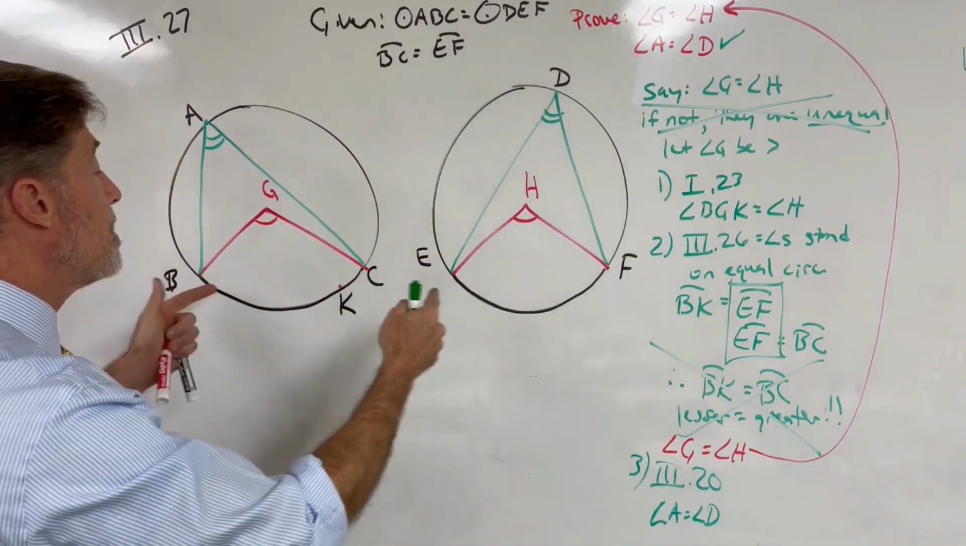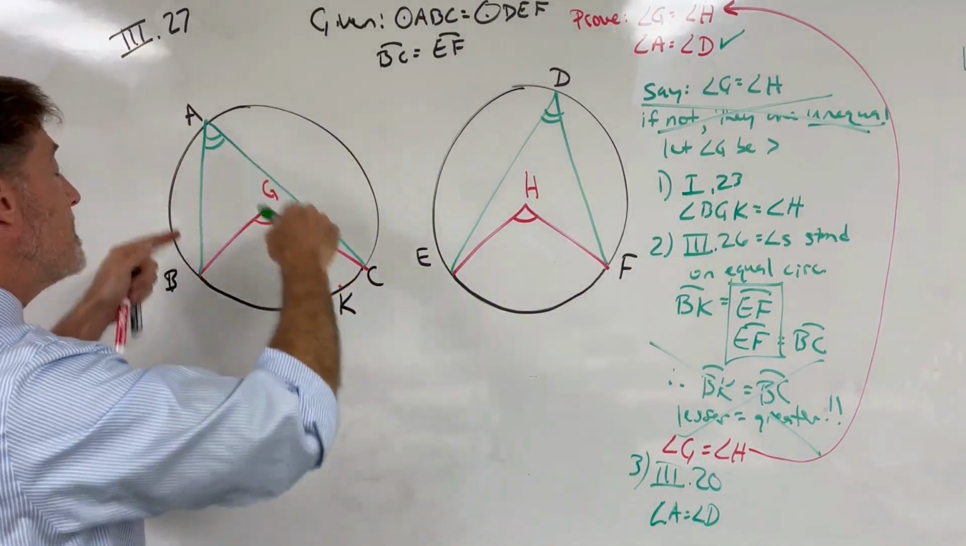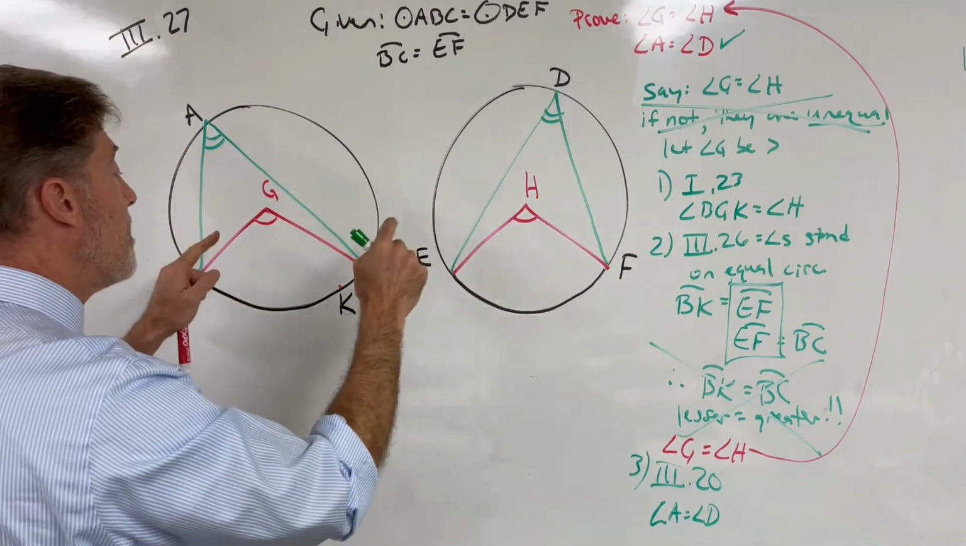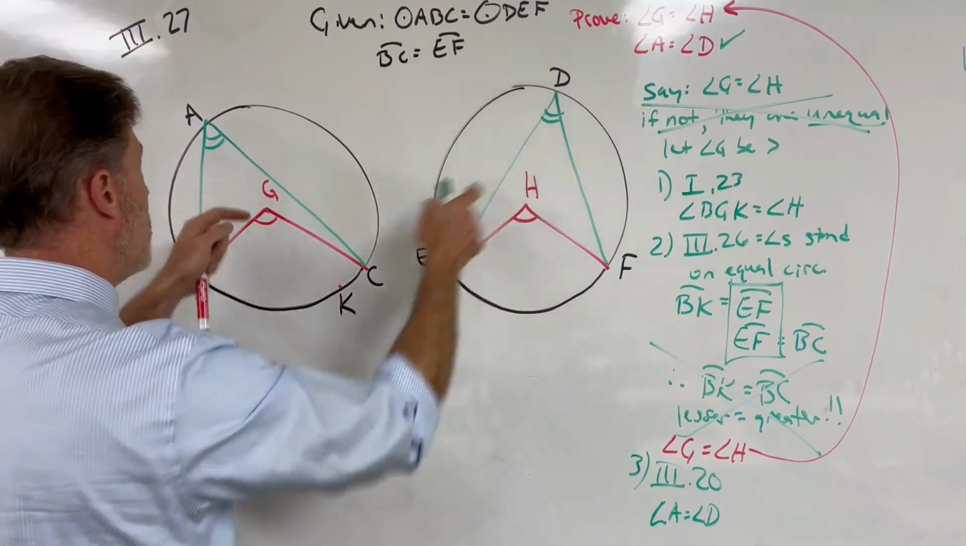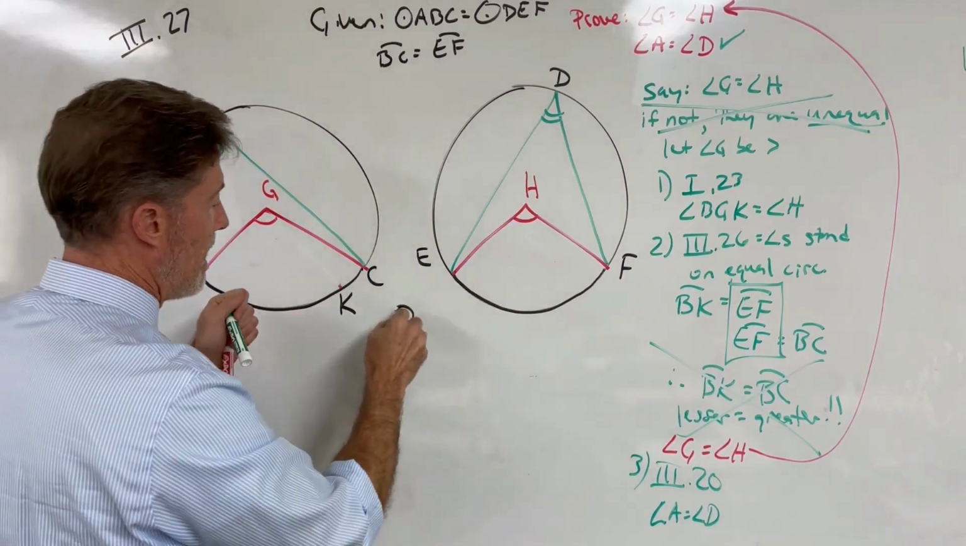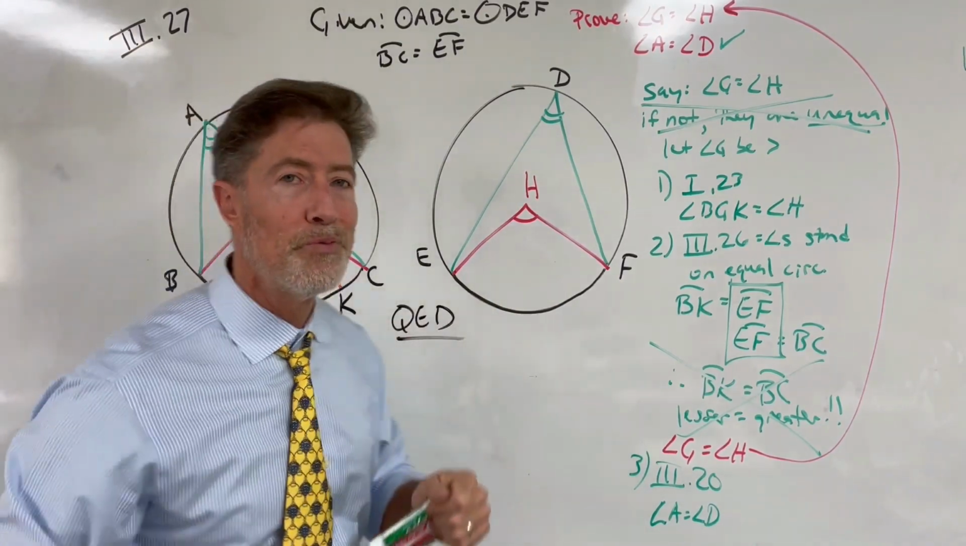Therefore, in equal circles, if angles stand on equal circumferences, they are themselves equal, whether they stand at the center or they stand at the circumference. And since we have proved that, we conclude with QED.